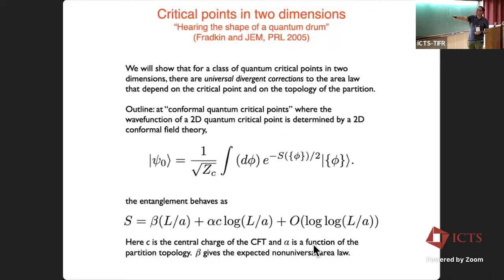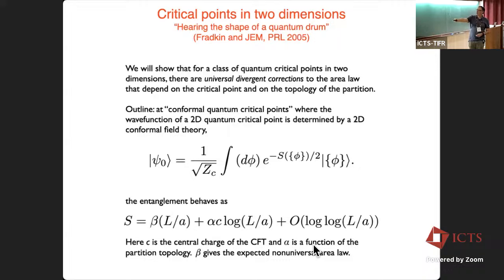And since we know so much about CFTs, it's natural to ask, what does the entanglement behave like in these states? I'll take you through that quickly because it has a replica trick that is no harder and maybe even simpler than the Holgi one that you heard about earlier. And it leads you to a nice version of the area law. You get area law plus a piece which is the central charge of the CFT that appears there times a logarithm of the length scale, and then some extra piece.